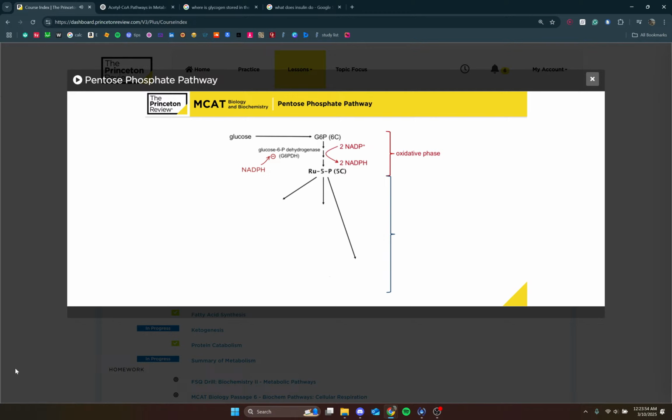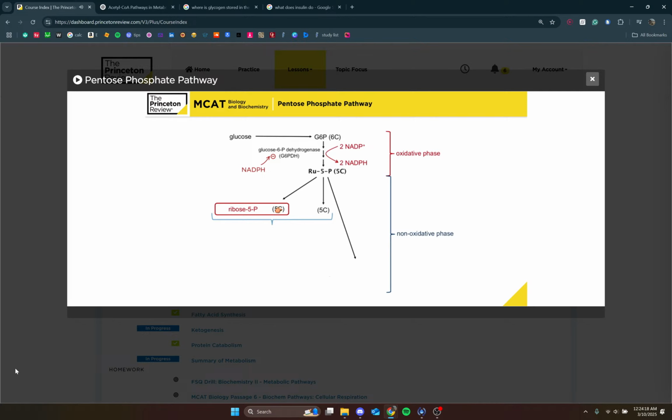The second stage of the pentose phosphate pathway is known as the non-oxidative phase. And this is basically a series of reversible rearrangements of the carbon chain to generate some glycolytic intermediates, as well as ribose 5-phosphate, which we can use for nucleotide synthesis. So the first step, we can convert this ribulose 5-phosphate into a ribose 5-phosphate. This can be drawn off into, like I said, nucleotide synthesis.